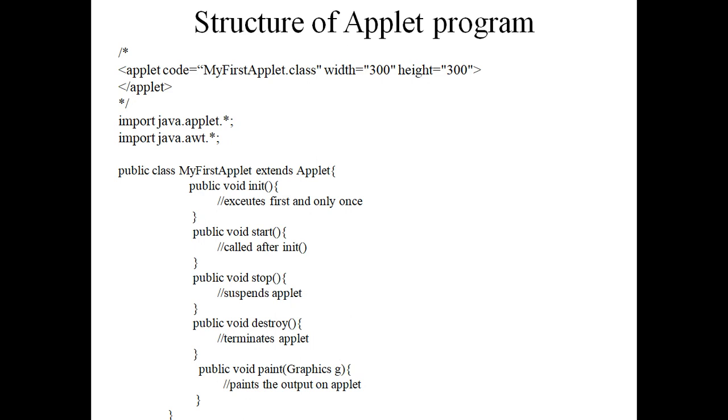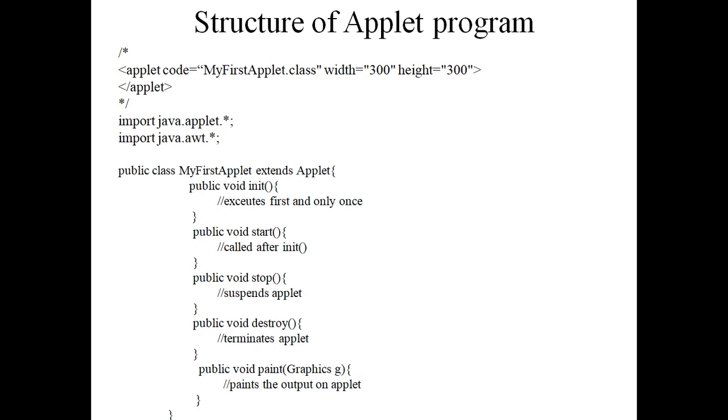So the structure of an applet program is simple. First define the HTML code using the applet tag and comment the block, then write your Java code. The class that you have created must extend the Applet class. Import the two packages, the applet package and the AWT package, and inside the class define all the 5 methods. So this is the basic structure of an applet program.